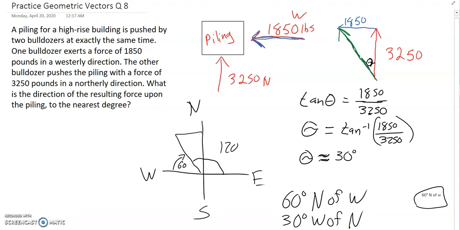Just pick one of the axes and say how far away from it to the left or right, east or west, or north or south, that you're going from it. So 30 degrees north of the west axis, or 60 degrees west of the north axis. North of the west axis or west of the north axis. All right.